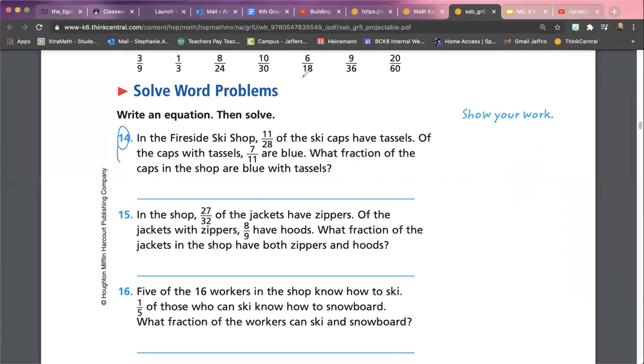So who could tell me, and Quinn, I heard you speaking up earlier, what would our equation be? Quinn, do you want to help us out? You were doing a good job earlier. Okay, so what would our equation be here? What are we multiplying? 11/28 and 7/11. All right, so I'm going to give you guys a quick second. Set this up in your notebook. See if you can do it on your own, and then we'll chat, okay?